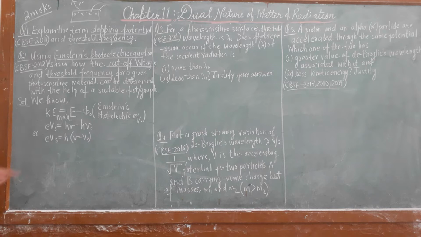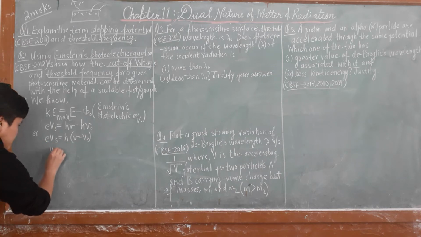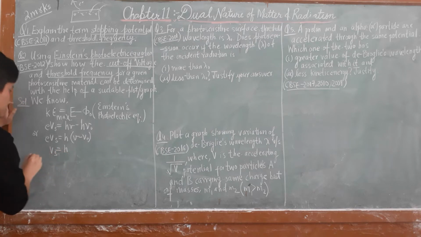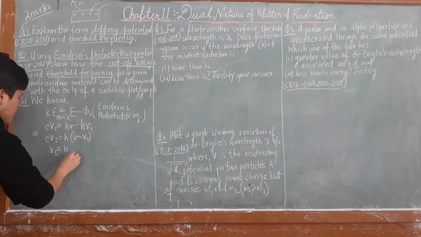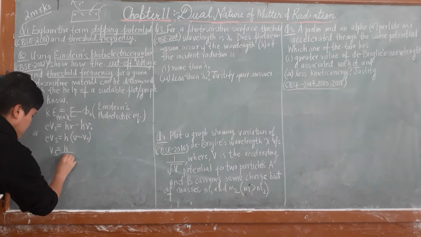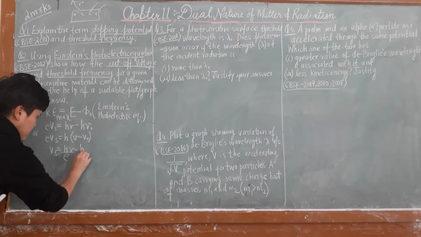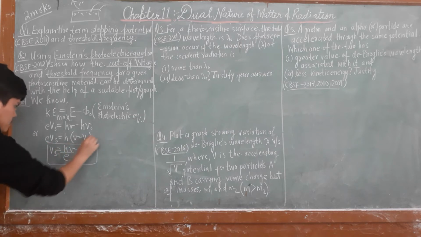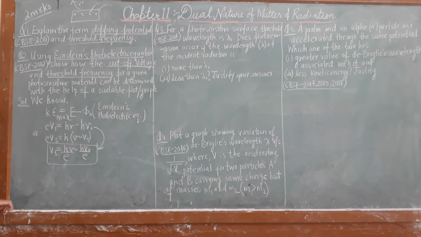Or you can write Vs is equal to h nu upon e minus h nu naught upon e. So the stopping potential is equal to h nu upon e minus h nu naught upon e.